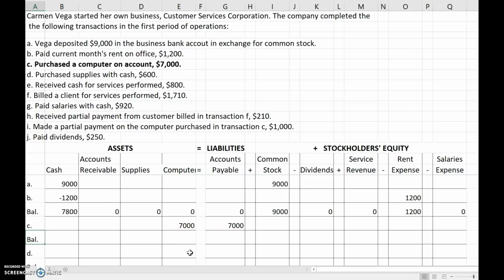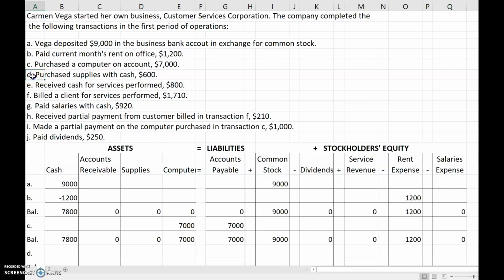So now we can bring down our balances. We got $7,800 in cash still, 0 in accounts payable, 0 in supplies. Now we've got $7,000 in computer, $7,000 accounts payable, $9,000 common stock, 0 dividends, 0 service revenue, $1,200, 0. Okay. So now we can get to transaction D.